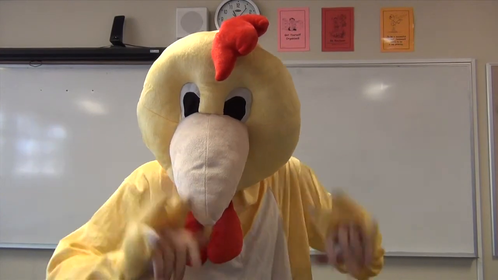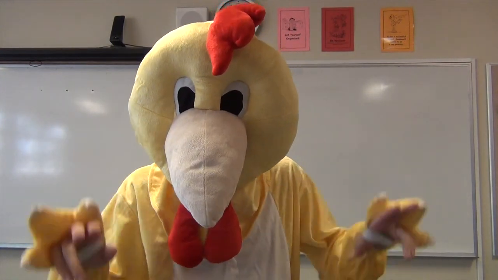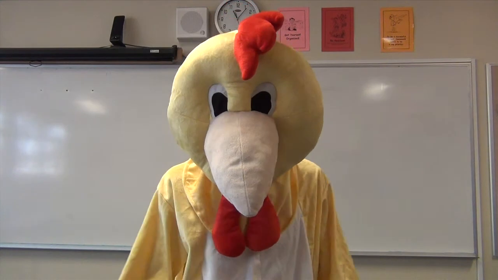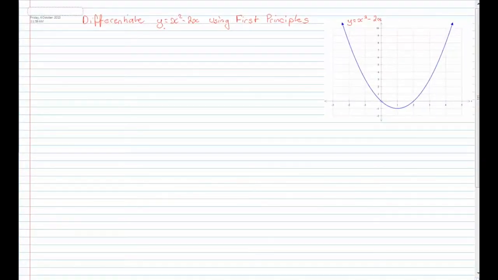Wow! Can the ant's testicle theorem maybe even help us out when coming up with a gradient function that represents the original function? Well, let's have a look. Alright, so now we're going to differentiate y equals x squared minus 2x using first principles. Now before, what we did is we found the gradient at the point x equals 3.